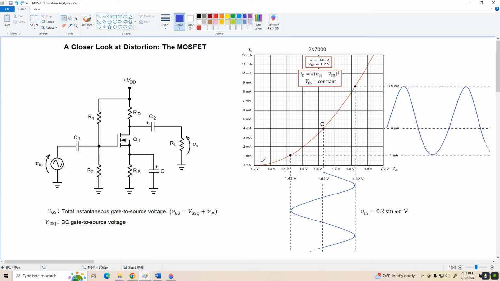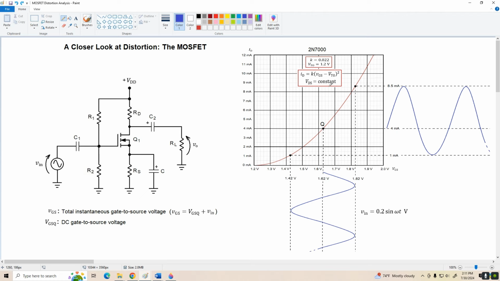This is a little bit different than the curves for the 2N7000 we've used previously. I wanted to be very accurate and precise in the experimental portion of this presentation, so I sat down and did some precise measurements on a 2N7000, and this is the curve I got. The K value is 0.022, and the threshold or turn-on voltage is 1.2 volts.